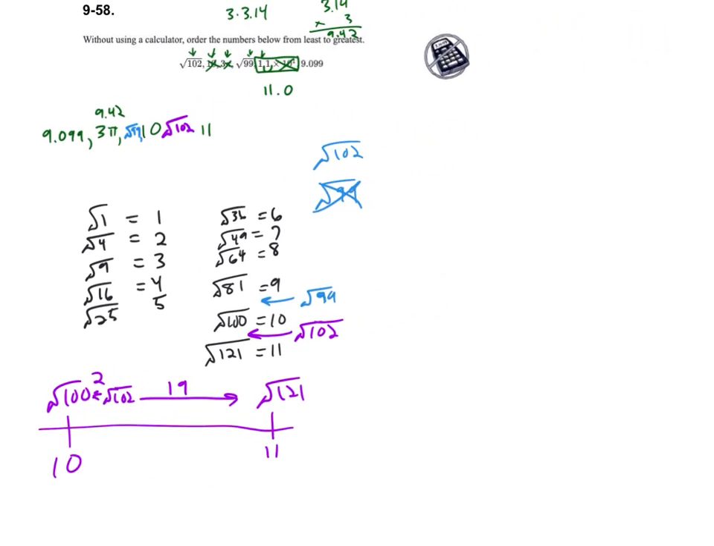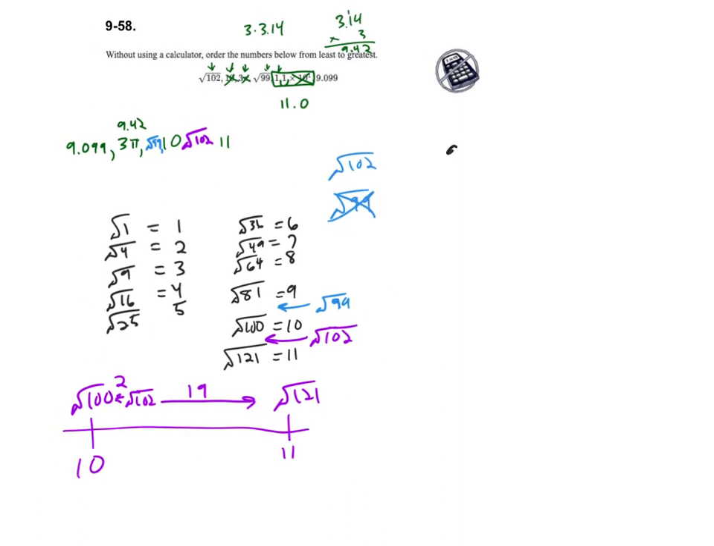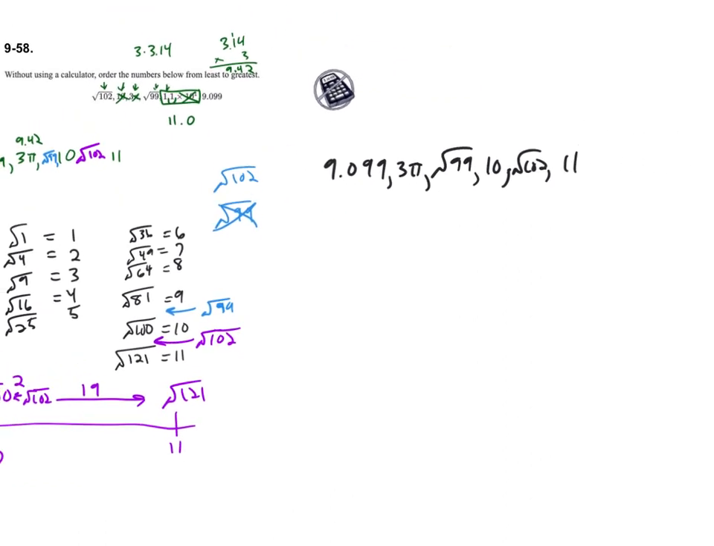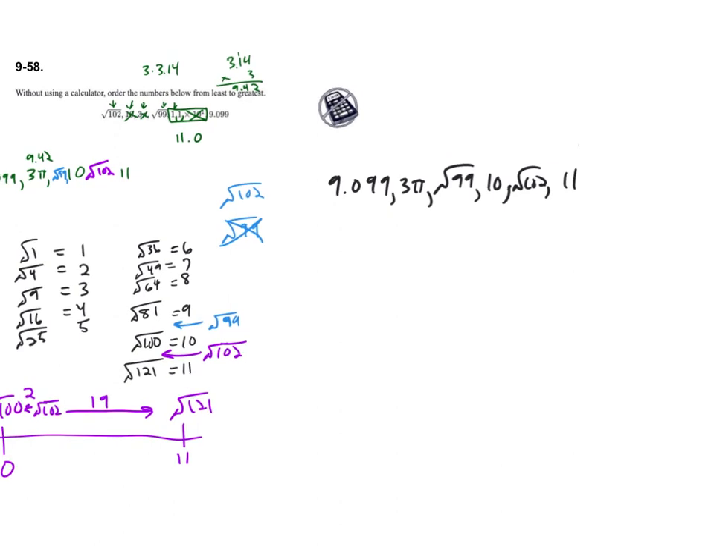So our final list here should look something like this: 9.099. It should be 3 pi, which we said was 9.42, the square root of 99, 10, the square root of 102, and 11. And that'll be our list here of our numbers, which I guess I should call 11 the scientific notation one, which is 1.1 times 10 to the first power.